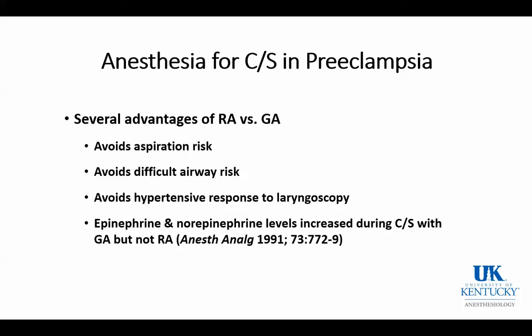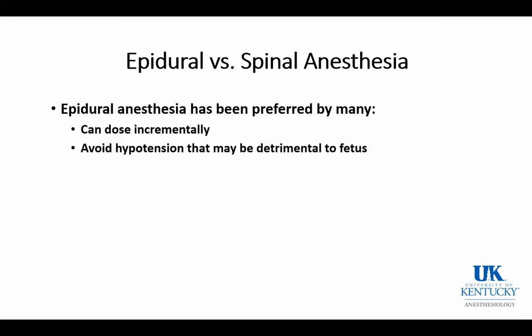There's also been evidence of an increased risk of stroke when you use general anesthesia. So if you're going to do neuraxial anesthesia, are you going to do epidural or spinal? There can be some advantages of epidural. One is that you can dose it incrementally and then maybe avoid any sort of hypotension that could be detrimental to the fetus.